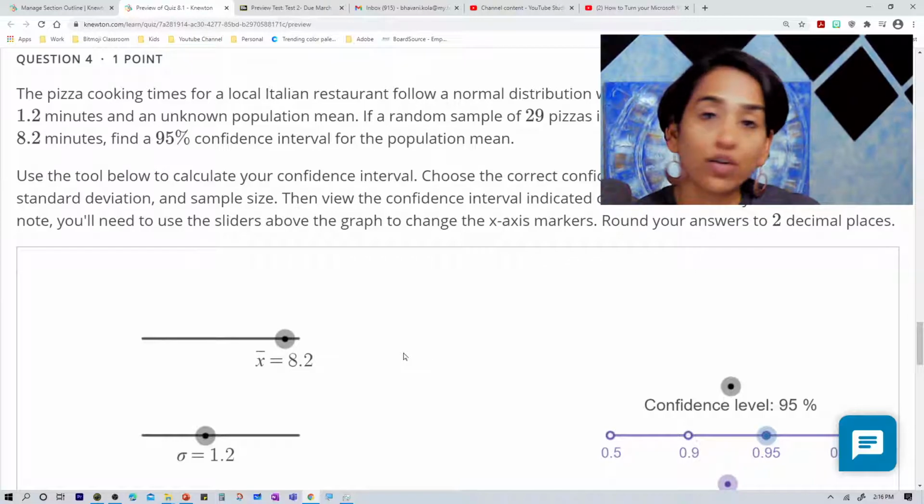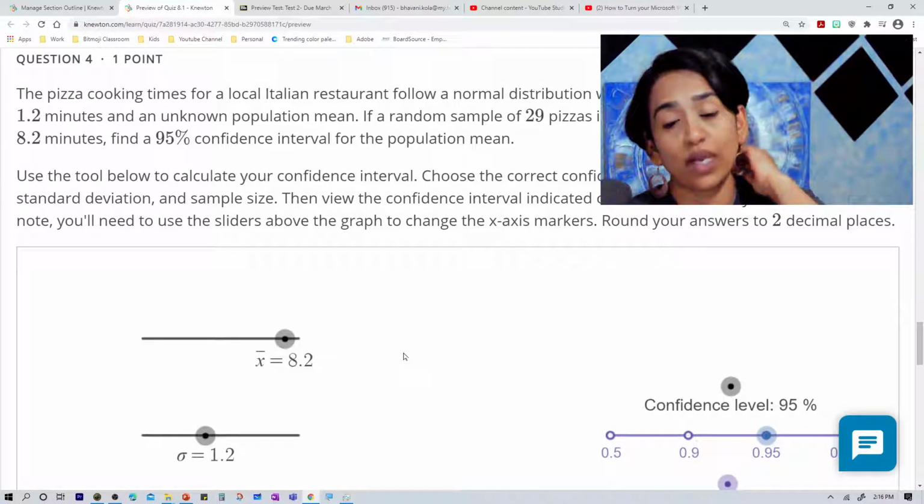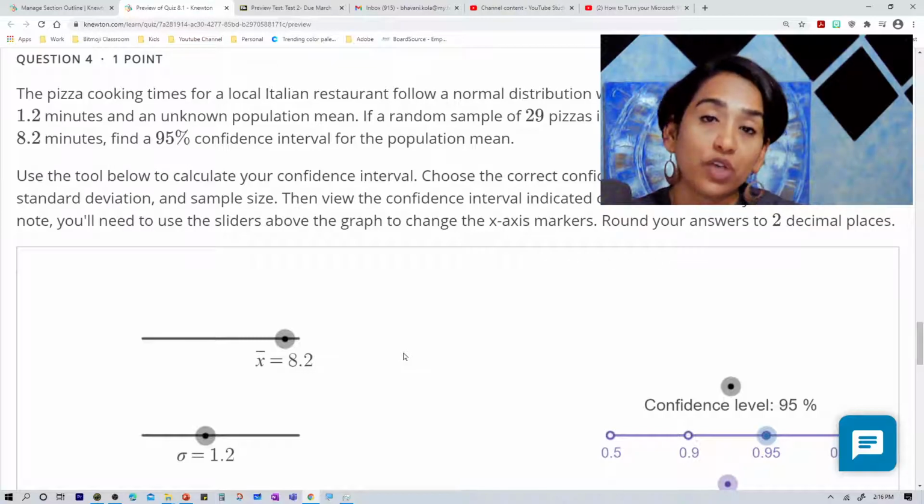And again, if you tried your level best and spent 10 minutes on it, just send me a quick email saying, Miss, I'm trying to move the slider to 8.2, but it's not working. This is what I got. I will go back and check and make sure you get your points.